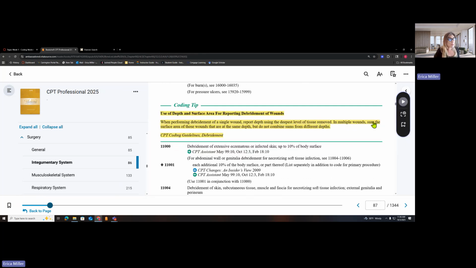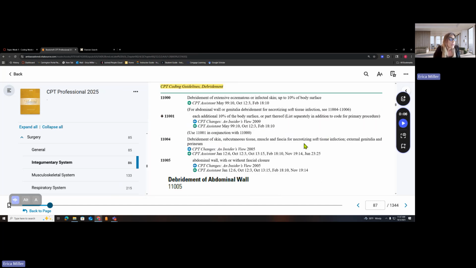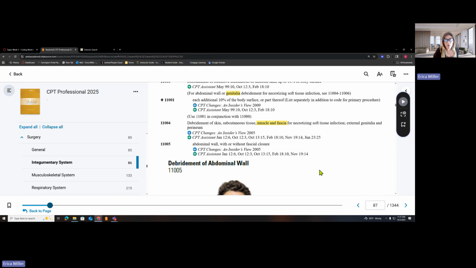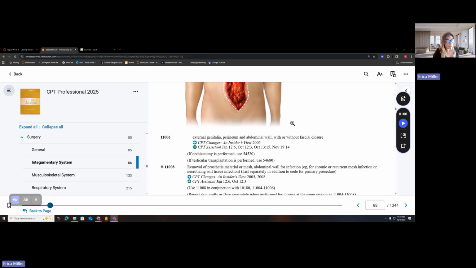And then it says in multiple wounds, if they're all in the same area, you're going to do a sum of all those wounds of the same depth. And don't combine sums from different depths. So paying attention, depending on the depth, they talk about, was there soft tissue? Was this genitalia? Was this muscle, fascia, right? What was being debrided? And then the depth of that debridement. That's basically what they're saying, without getting too deep.